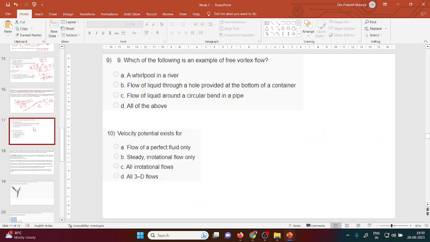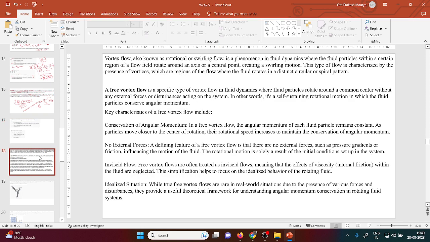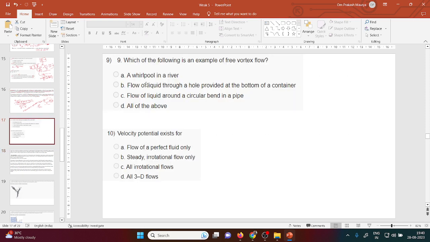Yes, please. For question number 9 and 10, here 9 is written two times, not considered in the question. The question starts from: which of the following is an example of free vortex flow? What is free vortex and vortex flow? I have a slide, I will discuss. First you attempt question number 9.